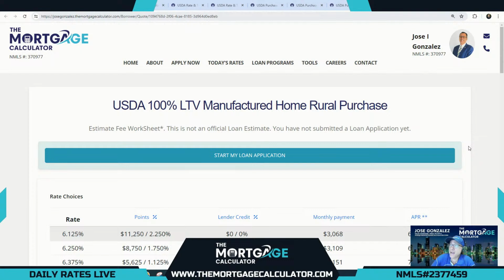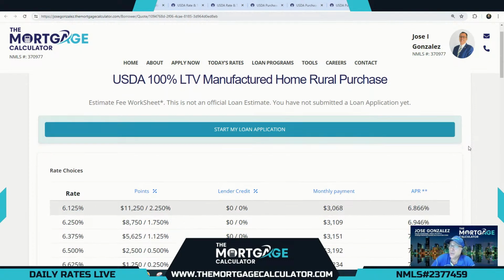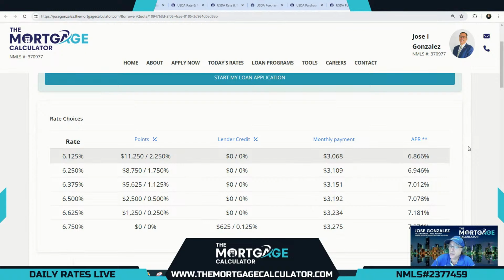And now our manufactured home USDA purchase, a little bit higher interest rate on this one. You're looking at 6.75 as our lowest cost option with a little bit of a lender credit, and you can buy that down to 6.125 at a cost of 2.25 points.